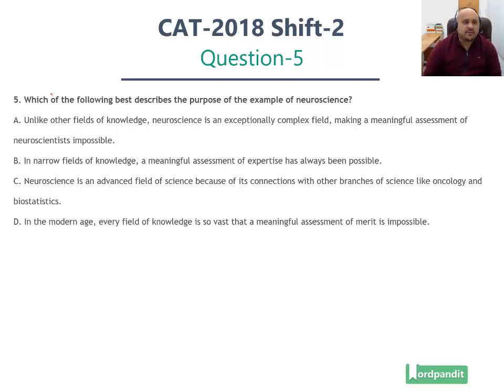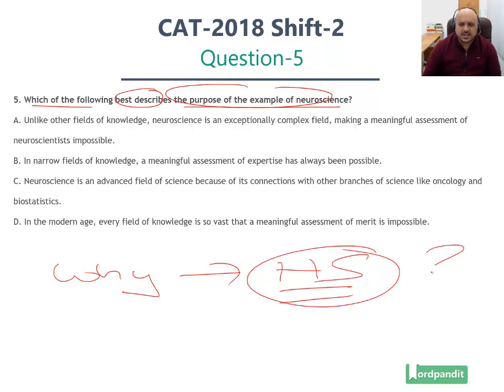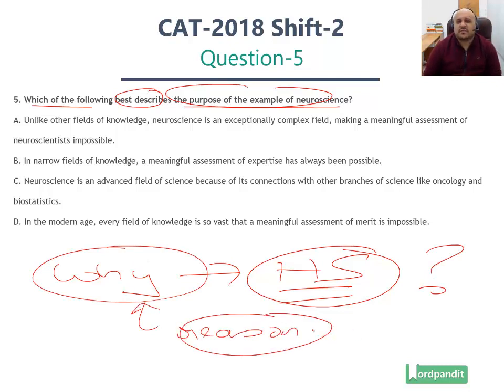Now, what do we have in this particular case? What does the question specifically ask us? It asks us which one of the following best describes the purpose of the example of neuroscience. So basically, this question is asking you why has the author mentioned the example of neuroscience in the passage. This is a why question. What is the reason behind this particular mention? Now, whenever you find such a question, it always makes sense to go back to the context and understand what is the context within which this particular reference has been made. That context is going to be your answer.